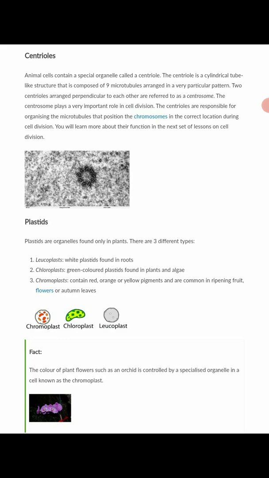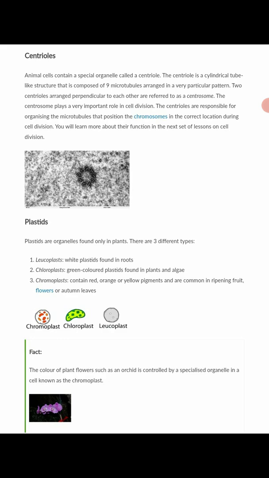Now lastly, plastids. Plastids are organelles found only in plant cells. There are three types of plastids. You have the leucoplasts, which are white plastids found in the roots; the chloroplasts, the green colored plastids found in plants and algae; and the chromoplasts, which contain red, orange, or yellow pigments and are common in ripening fruits, flowers, or autumn leaves.